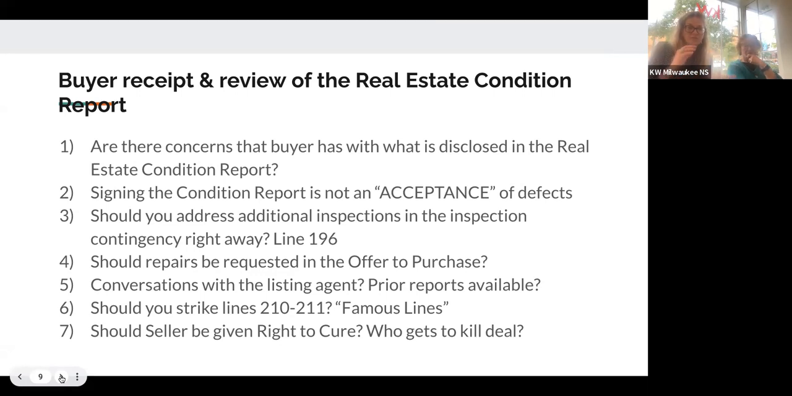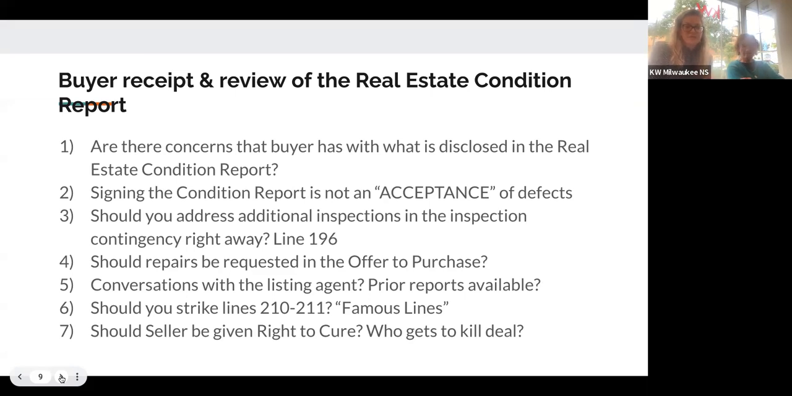I want to take the time to remind everyone that signing a condition report does not mean an acceptance of the defects. Signing the real estate condition report is an acknowledgement. It doesn't preclude a buyer from being able to negotiate on anything that they want, or making attempts at negotiating on anything that they want.